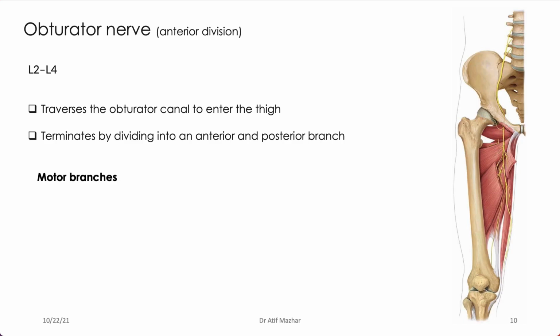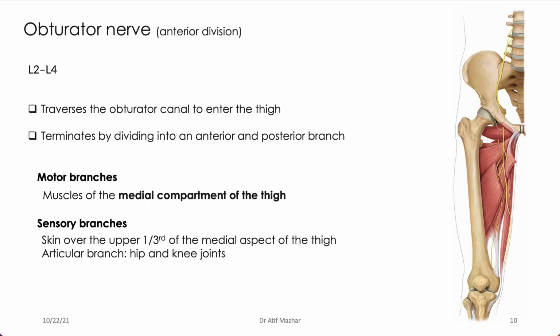So its motor branches, we have seen them, go to the muscles of the medial compartment of the thigh, and its sensory branches go to the skin over the upper 1/3 of the medial aspect of the thigh, and then there is an articular branch. You can see that this branch is going to a joint, and any branch which is going to a joint we call an articular branch. It gives articular branches to both the hip joint and the knee joint.